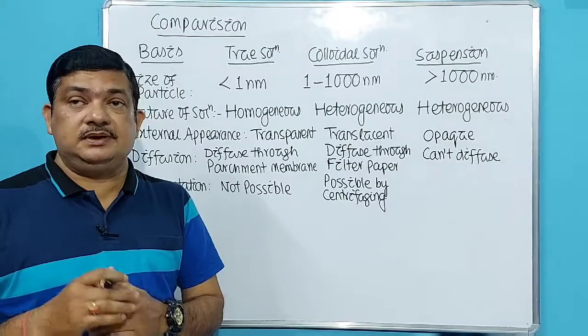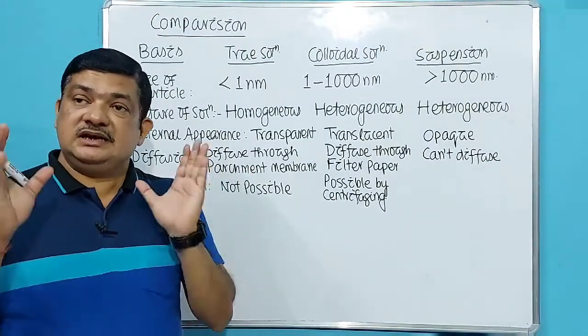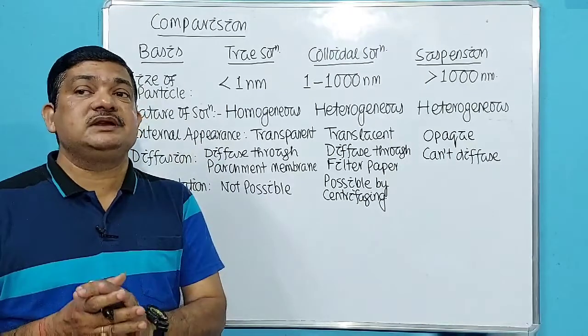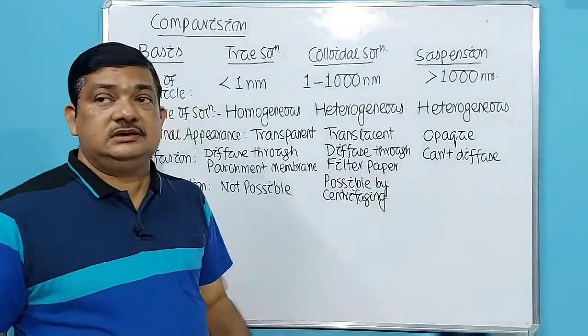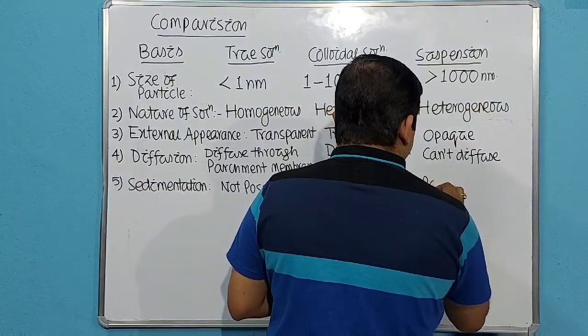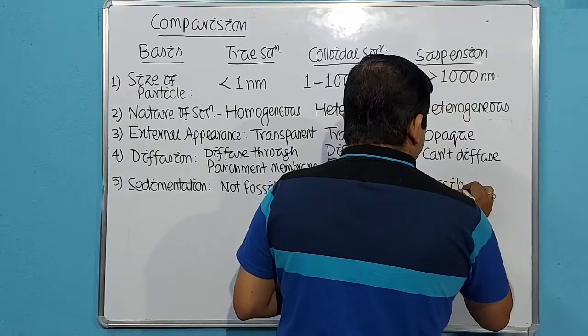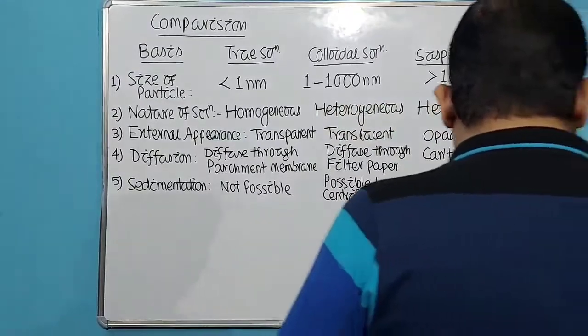It has to be added with centrifugation because of the intermediate particle size. Now they are sedimented with the help of centrifugation. Then in case of suspension, sedimentation happens automatically because of the large particle size.